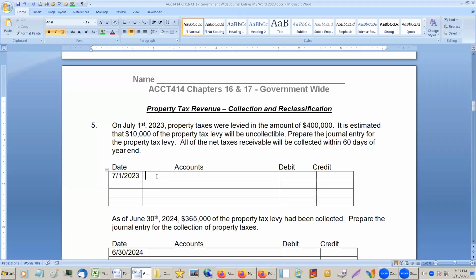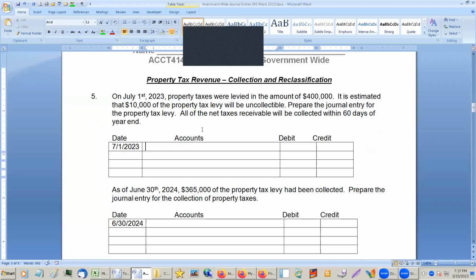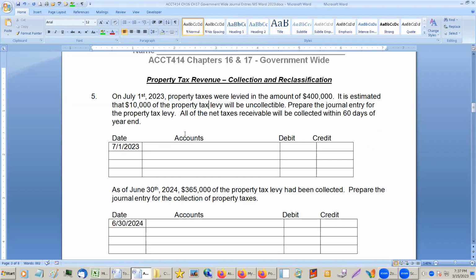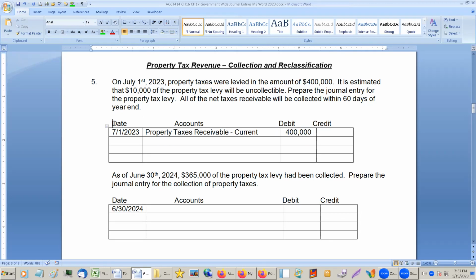It's about, okay, you levy the taxes, you collect some of them, those that you don't collect will go into being classified as delinquent. Okay, so it starts out kind of the same as we did before. This time it says all the taxes will be collected in 60 days, but 10,000 will be estimated to be uncollectible.